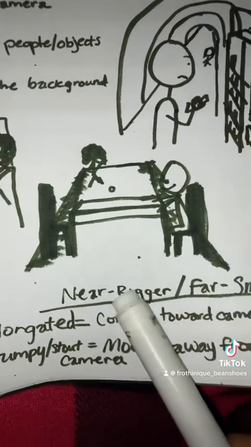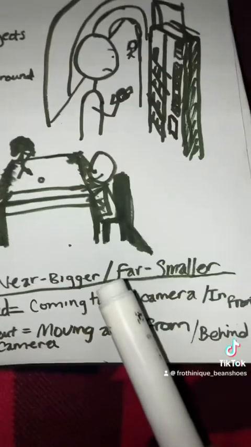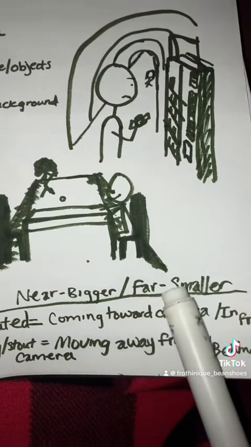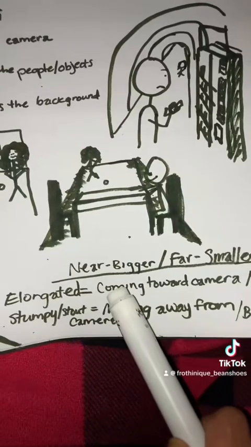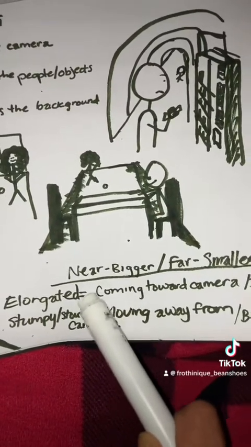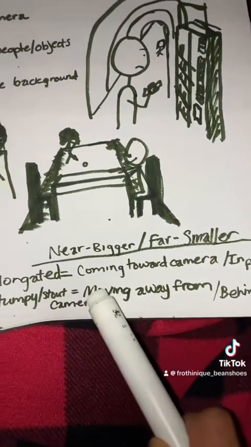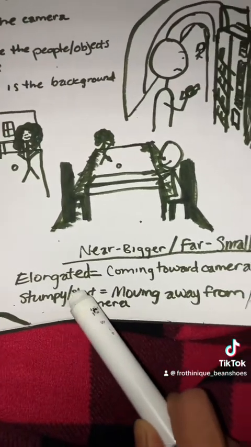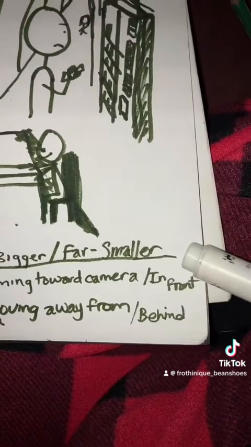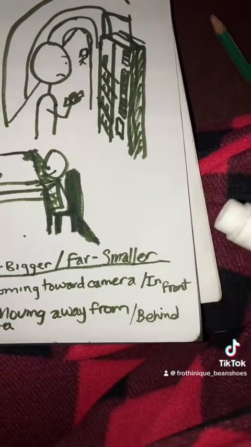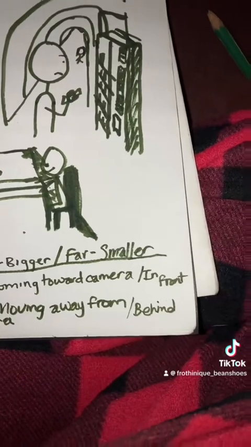If an object is near the camera, it is bigger. If an object is farther away from the camera, or just far, it's smaller. If an object is moving toward the camera, it will appear elongated. And if an object is moving away from the camera, it will appear stumpy or stout. This will also apply to certain objects that are in front of other objects or behind other objects, such as in a walking animation.